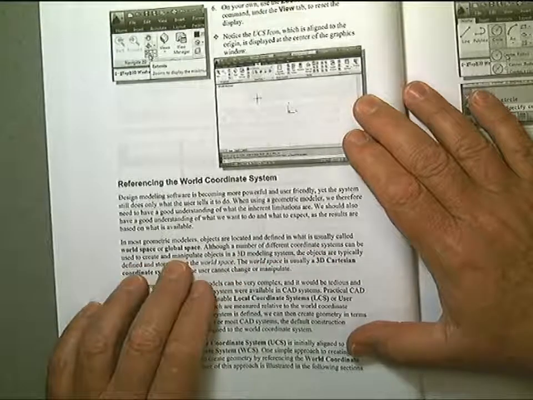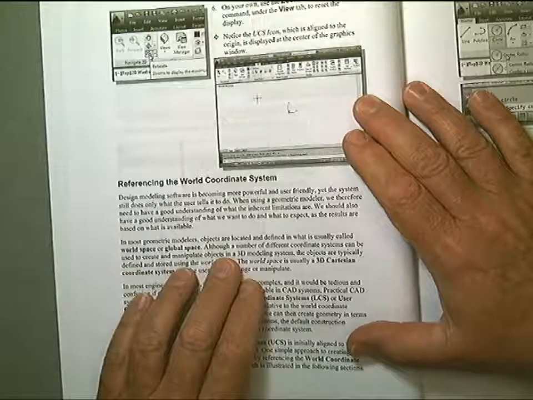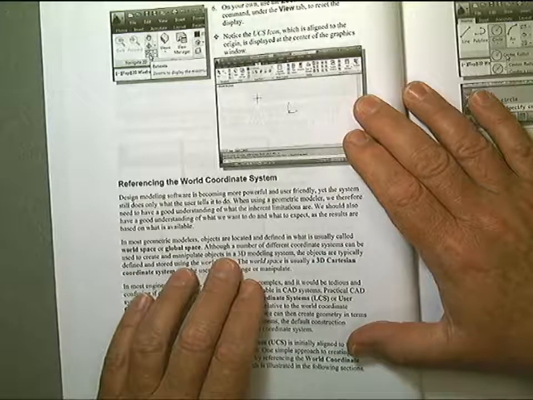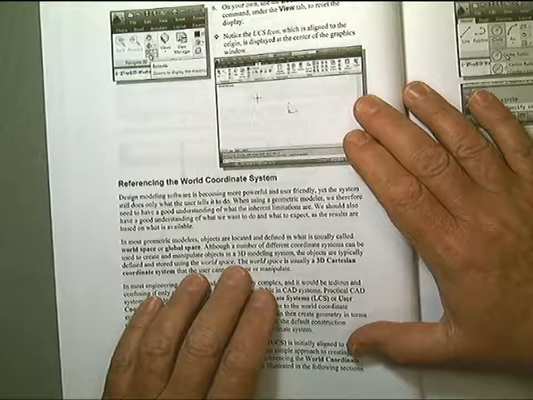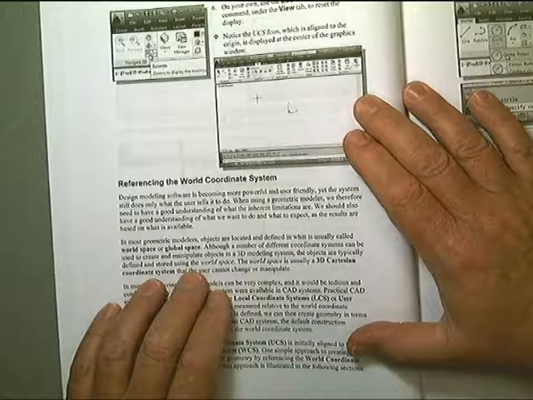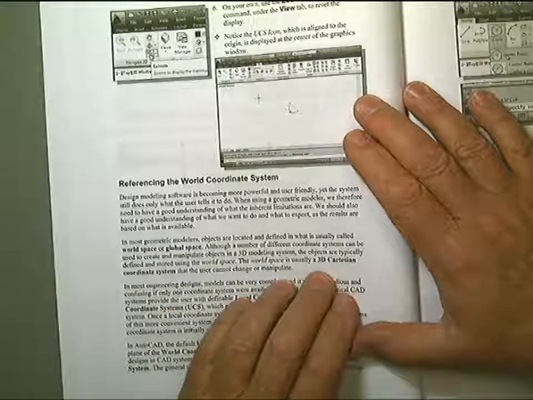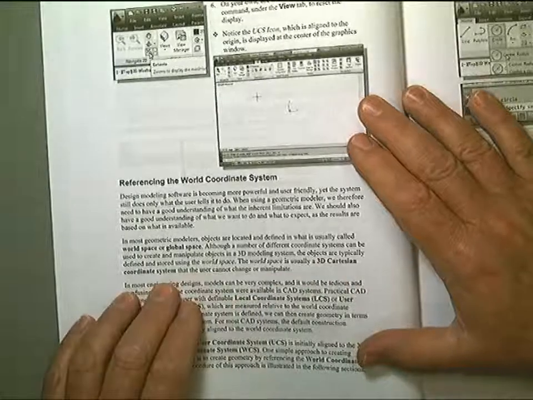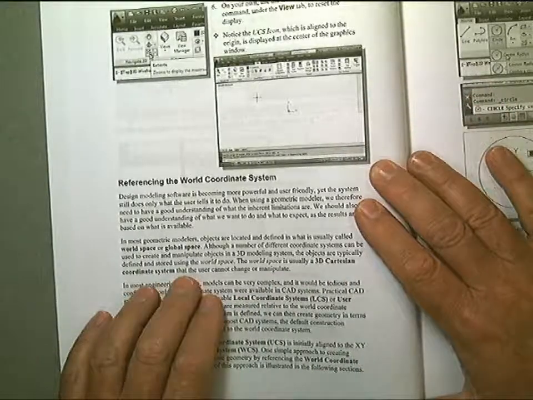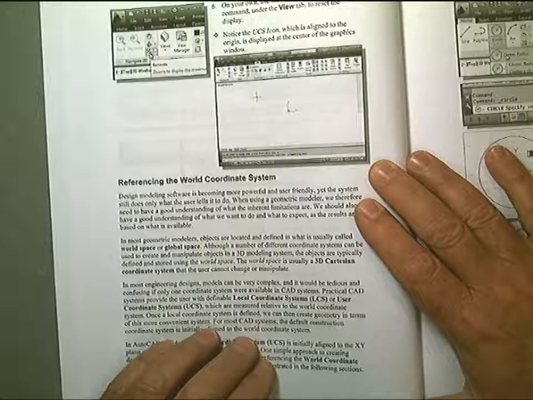Okay, so in most basic modelers, objects are located and defined in what is usually called the world space or global space. This is a fixed area that you cannot change. It's the measuring system area, if you want to think of it that way. It's how we specify our object, how we tell it what size it is. So the world space is usually a 3D Cartesian coordinate system. And in AutoCAD, that's exactly what it is.